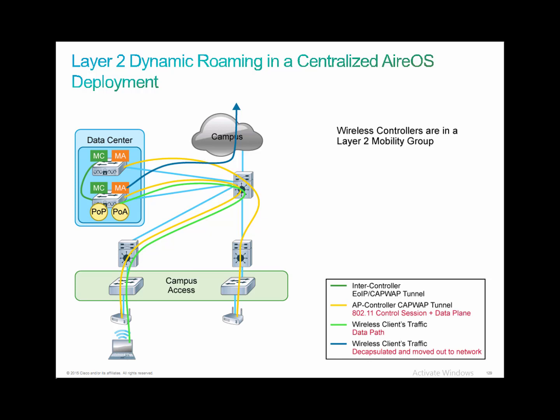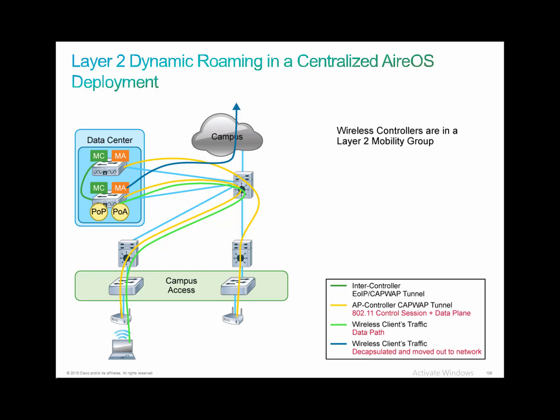Whether it's on the same controller or on a different controller, any layer 2 roaming event assumes that we're not changing subnets. We're not moving from one subnet to another. So we share the SSIDs. Those SSIDs are mapped to the same VLAN, the same subnet, and so on. Incidentally, the controllers in this case have to have the same AireOS code in order to support this roaming process as well.